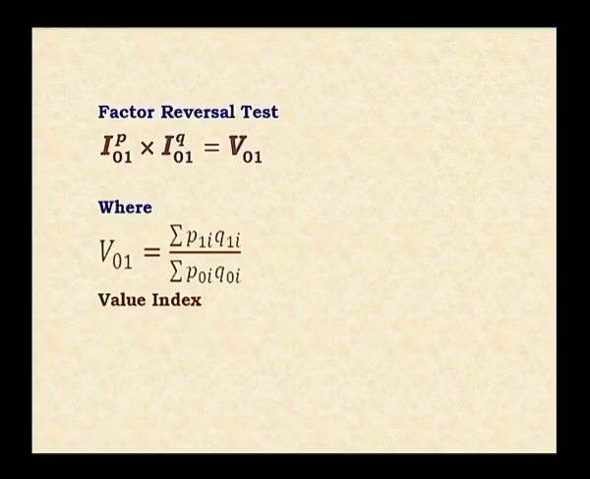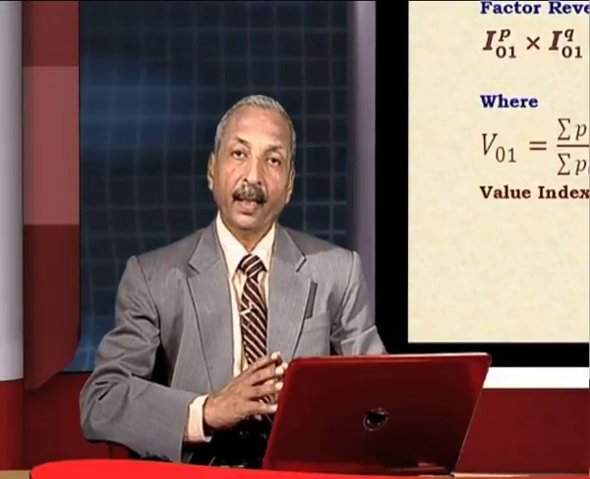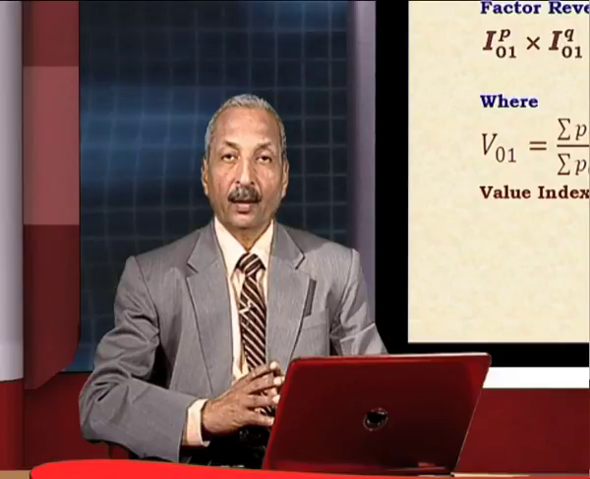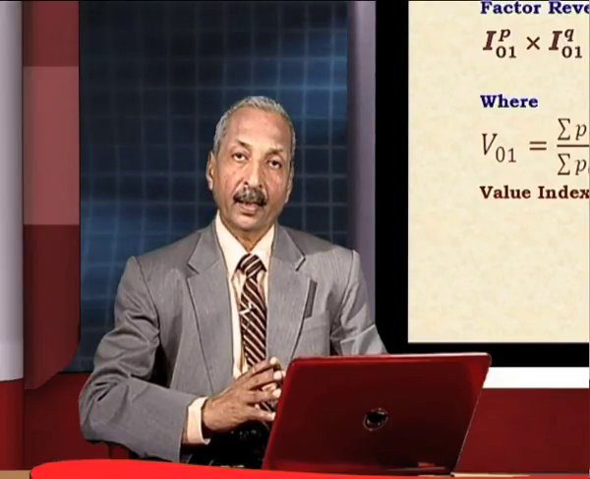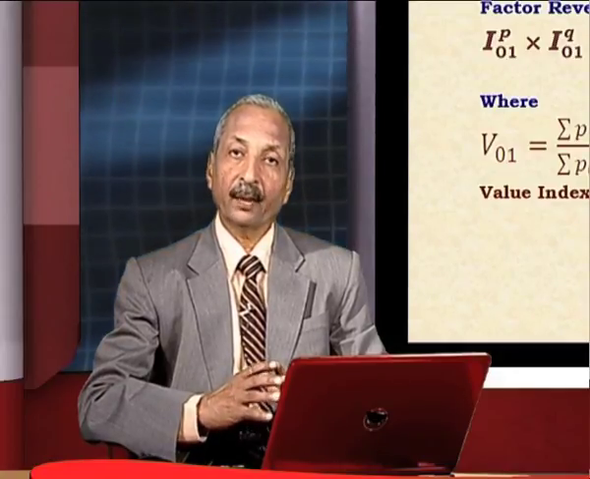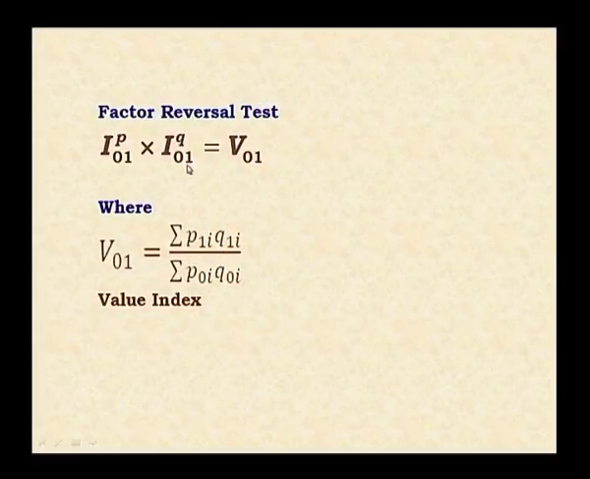That is, if we are using Fisher's ideal index number, then for price also we use the same index number, and also for the quantity index. Only thing is that in place of the prices we shall replace the quantities, but we shall use the same formula given by the same author while calculating the I01P and I01Q. So, the product of this must be equal to V01, where V01 is equal to sigma P1i times Q1i divided by sigma P0i times Q0i, and this is known as the value index.